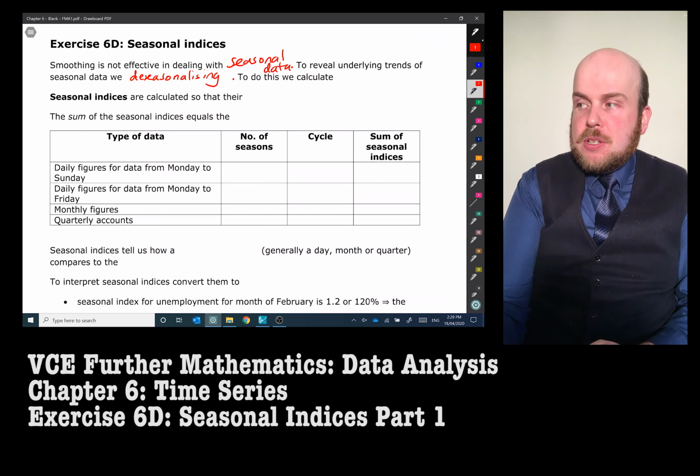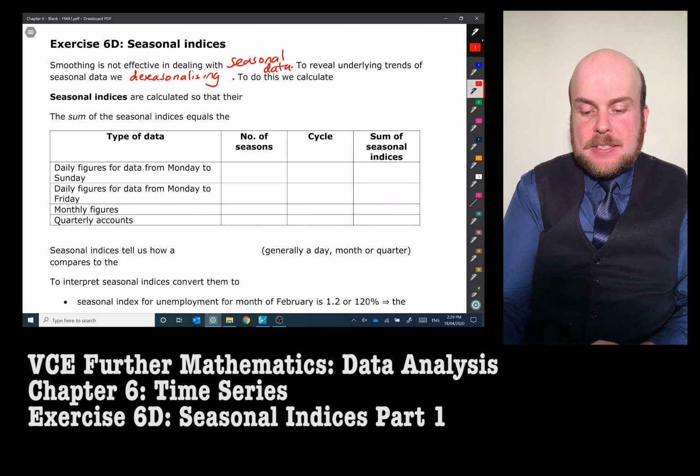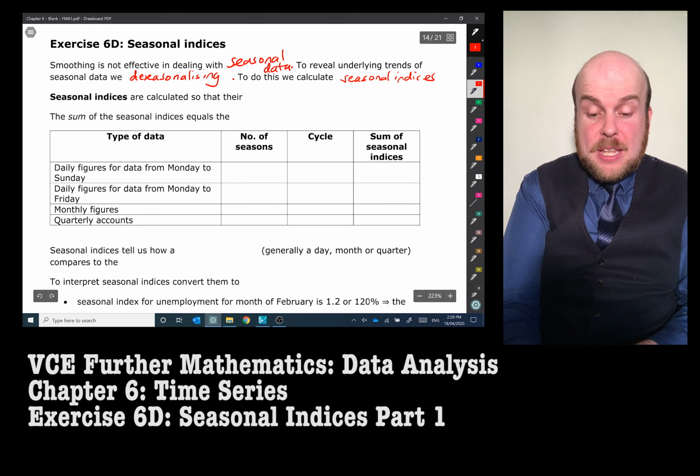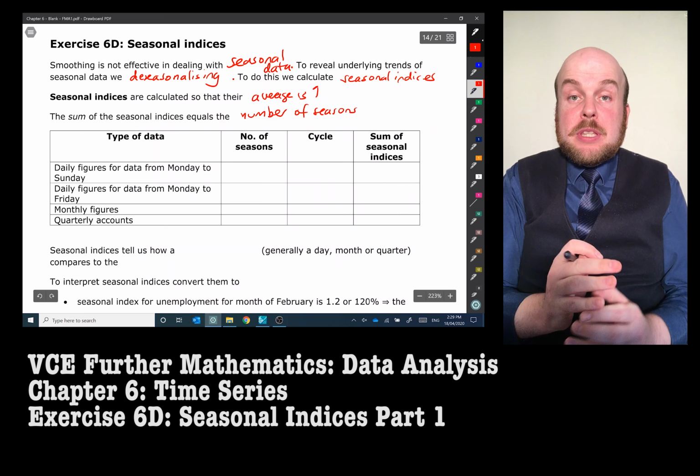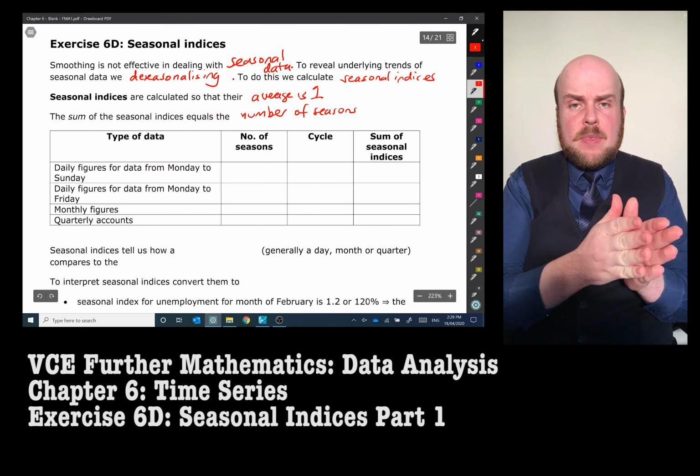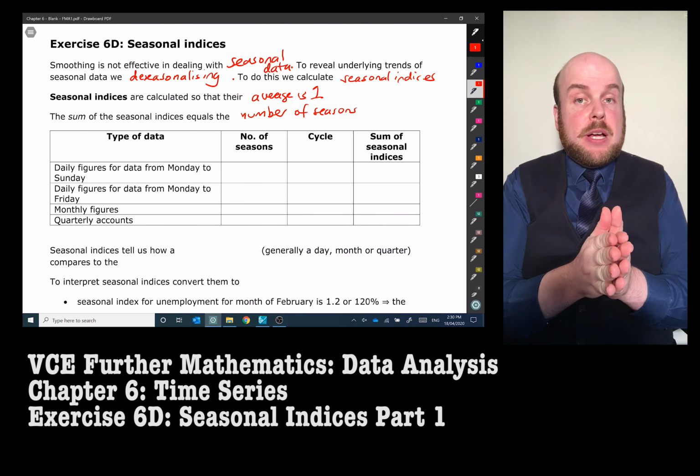To do this, we calculate the seasonal indices. Seasonal indices are calculated so that their average is 1 and the sum of the seasonal indices is equal to the number of seasons. So what does that mean? I should say the average is 1. What that means is that for each season that you might have, for instance, if it's for a year, let's take the normal weather seasons: summer, winter, spring and autumn.